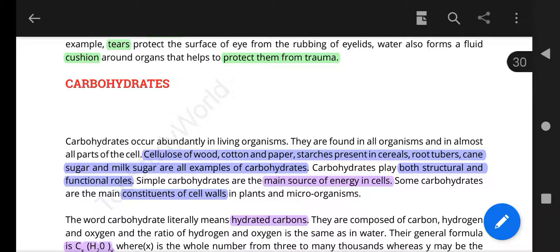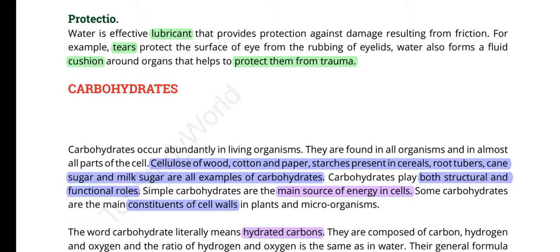Today I am going to discuss carbohydrates. Carbohydrates are given different names like saccharides, because saccharon is a Greek word derived from saccharon, and it means sugar. So carbohydrate means sugars, saccharides, and hydrated carbons.